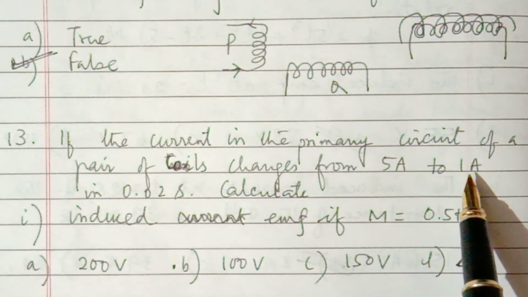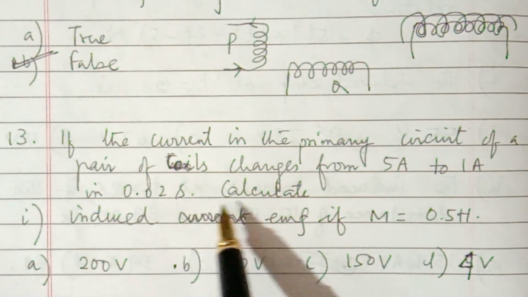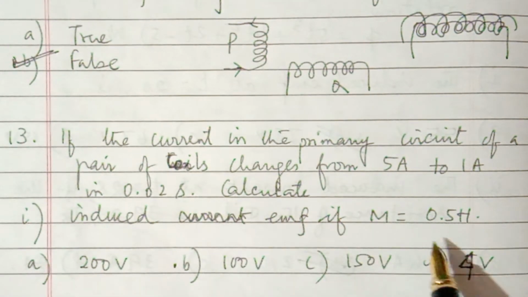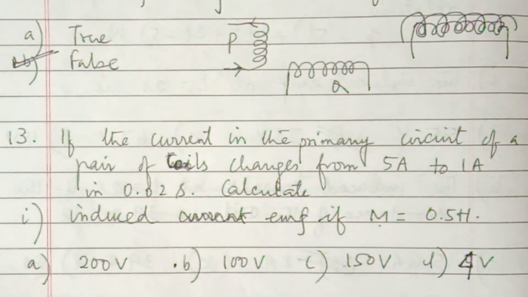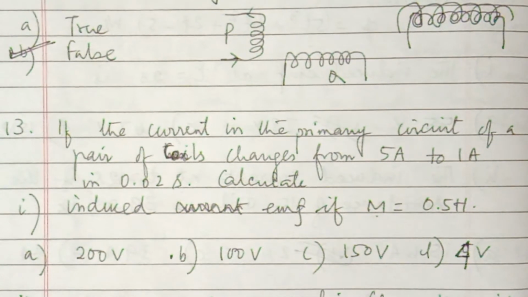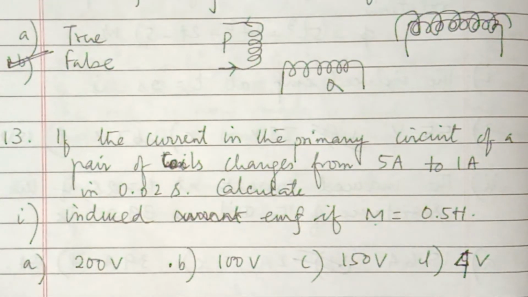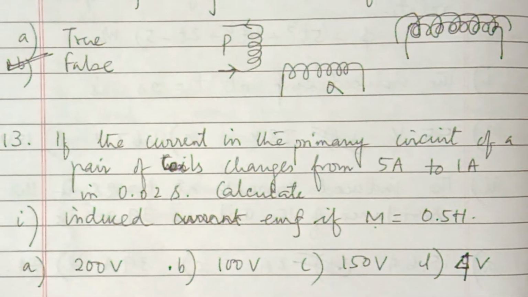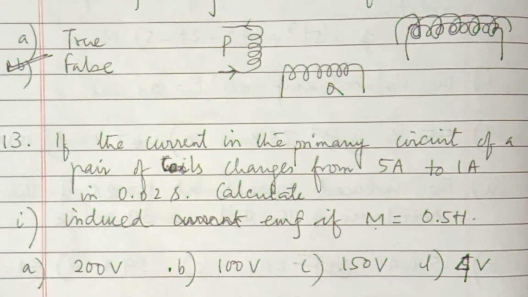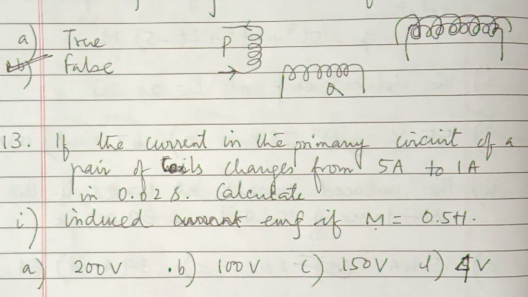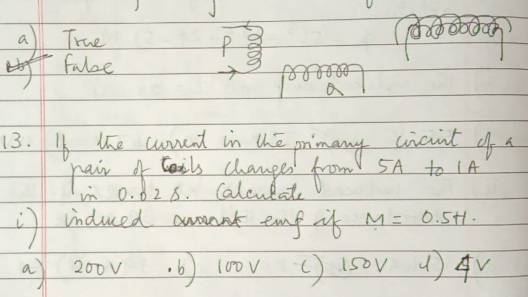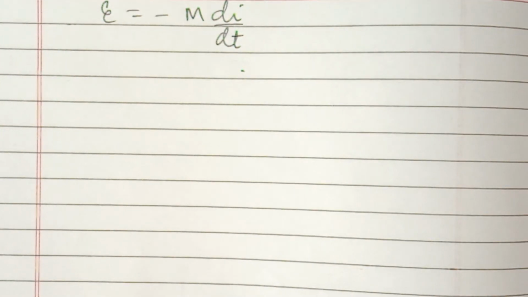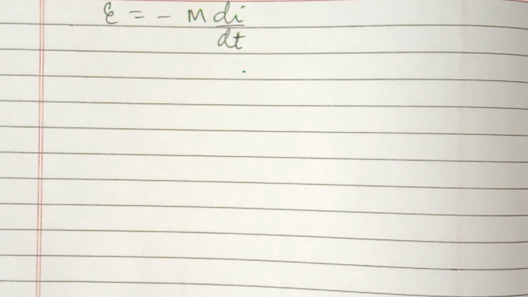Next question: if the current in the primary circuit of a pair of coils changes from 5 ampere to 1 ampere in 0.02 seconds, calculate the induced EMF if mutual inductance is 0.05 Henry. This is a question of mutual induction where change in current is found in the primary coil. Which formula will you apply? EMF is equal to minus M di by dt.